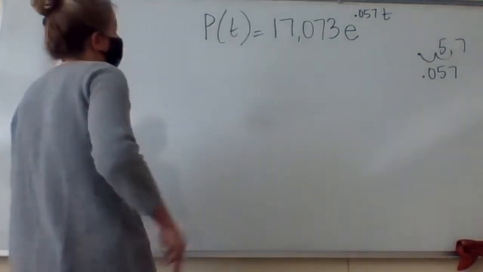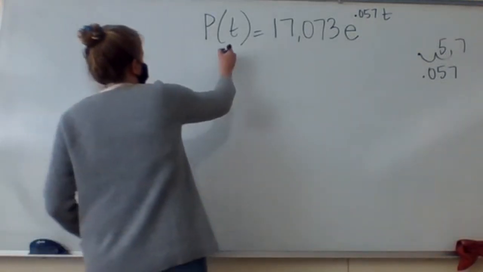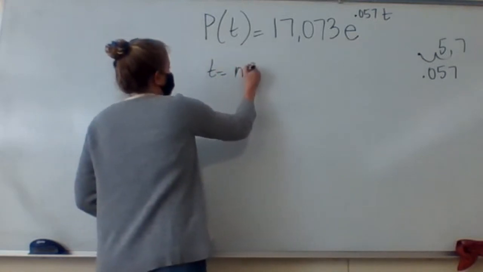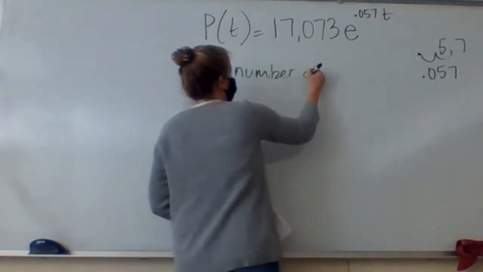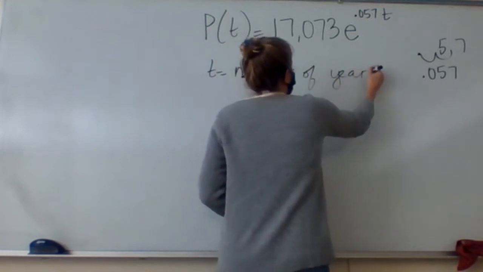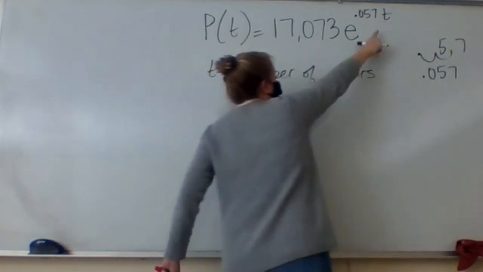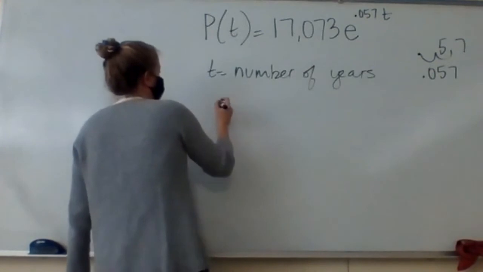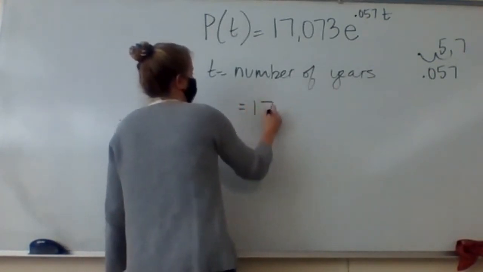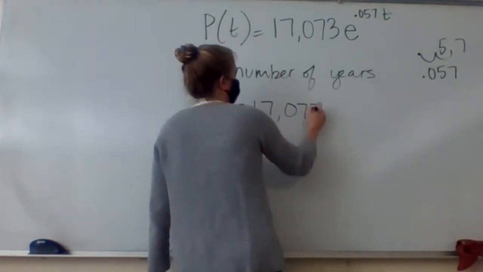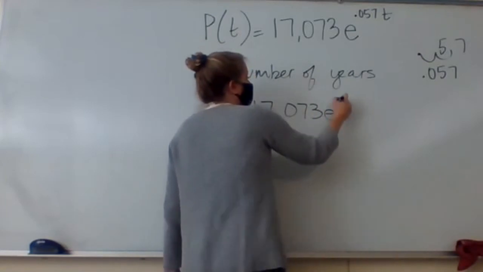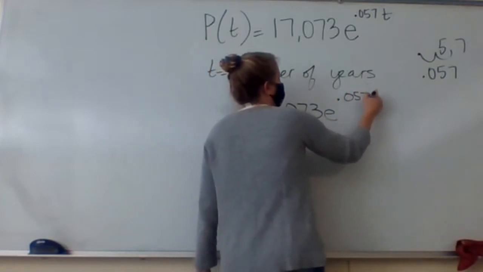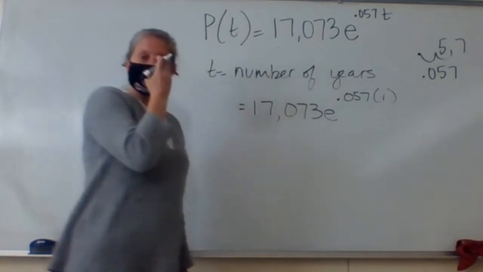So let's see, the balance after 1 year. T is the number of years. So after 1 year means just replace that T with a 1. So I'm going to have 17,073 e to the 0.057 times 1. And then just put that in your calculator.